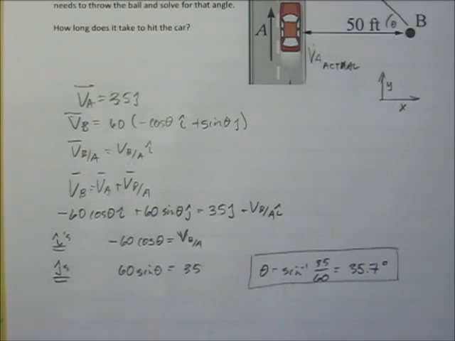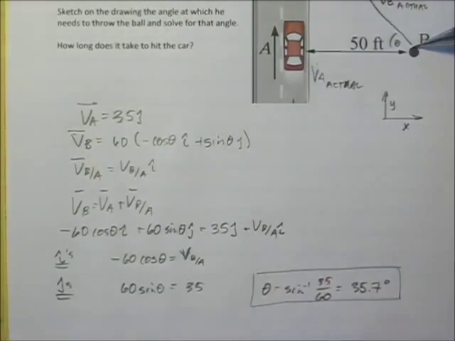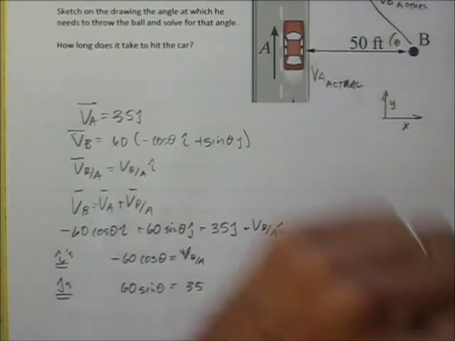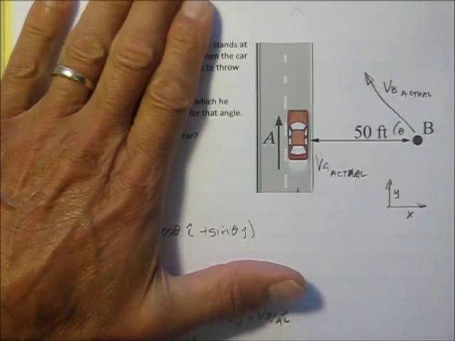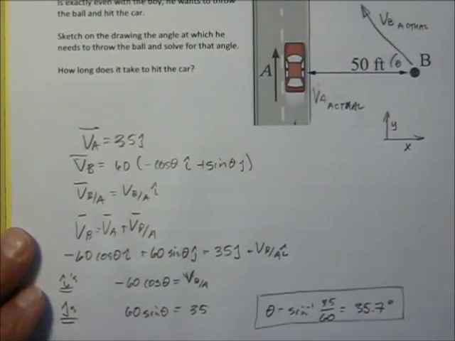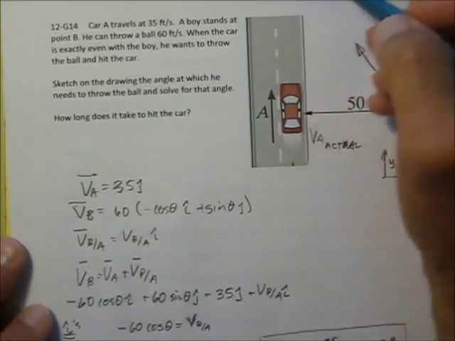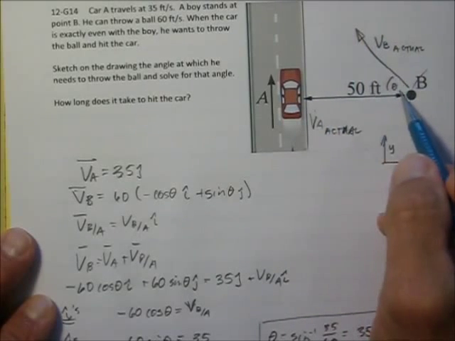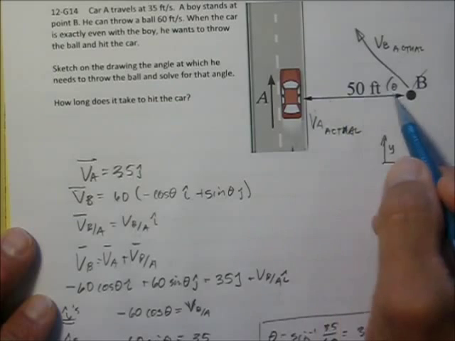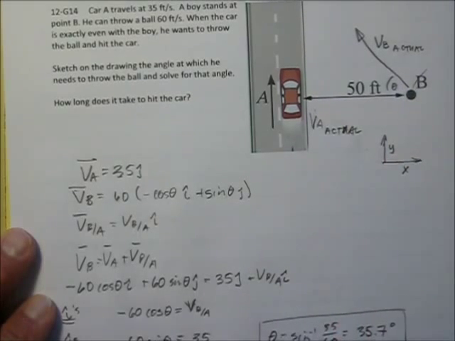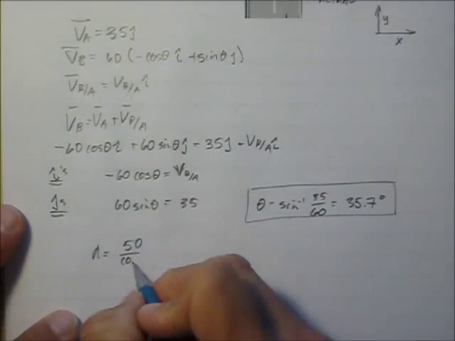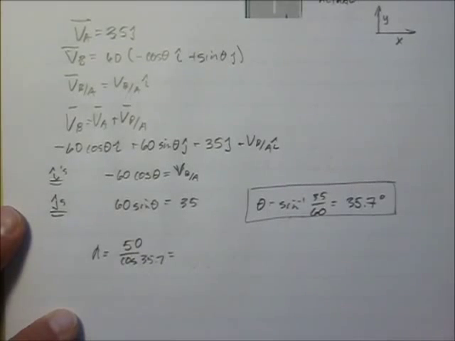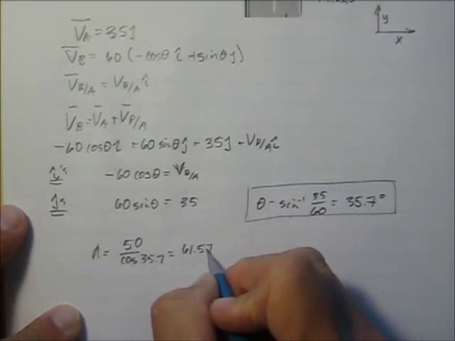All right, the next piece of the puzzle is how long does it take to hit the car? Well, it is actually going in this direction at 60 feet per second. And so if I knew this total distance, I could divide that by 60 and find out what the time was. So let's do that. Now that I know the angle, I can say the distance that the ball travels is this distance. So d is equal to, here I got a cosine, so it's going to be 50 over the cosine of that angle. So it's 50 over the cosine of 35.7. That's the distance it actually goes, and that's equal to 61.57 feet.